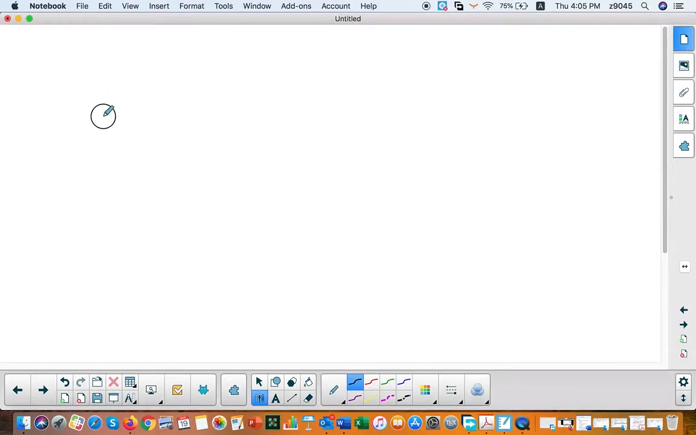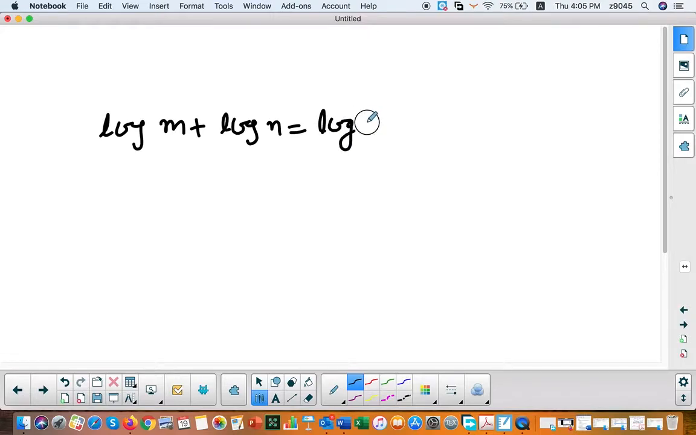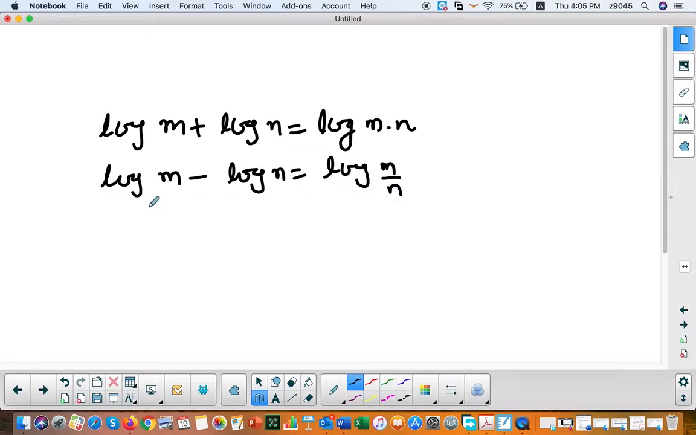In this video we are going to learn about different properties of ln and log functions. Log of m plus log of n equals log of m times n, and the same property is true for ln also. Similarly, log of m minus log of n equals log of m over n, and another property of log is that n log m equals log of m to the power n.